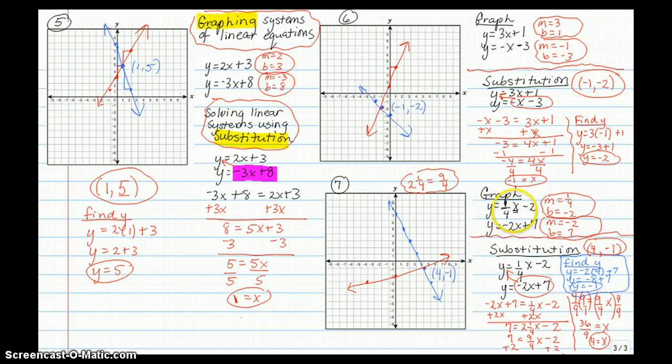Graphing number 7, y equals 1/4 x minus 2. Plot at negative 2, go up 1, 4 to the right, go back to the y-intercept, down 1, 4 to the left. Then you graph y equals negative 2x plus 7. 7 is your y-intercept, that's your b. You go down 2 over 1, down 2 over 1. I just kept doing that until I intersected with the red line at 4, negative 1 for the graph.